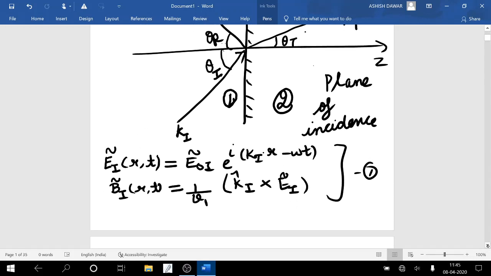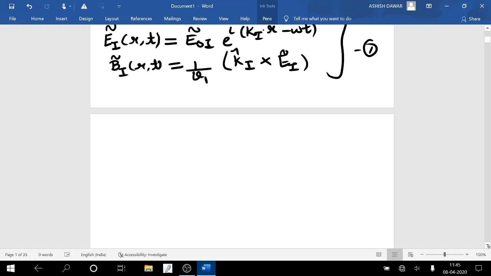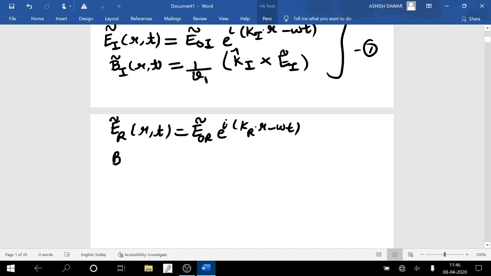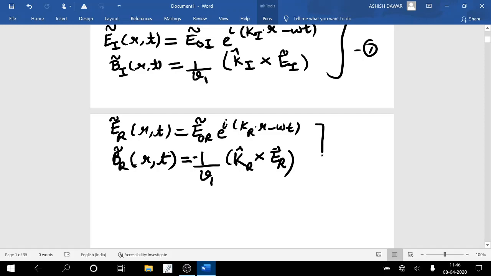Now we write the wave equations for these. This is the equation for the incident wave, and now the reflected wave: ER(r,t) equals E0R exponential i(kr dot r minus omega t), and BR(r,t) equals minus 1 upon V1 kr cap cross ER, negative because the direction is opposite. This is our equation number two.